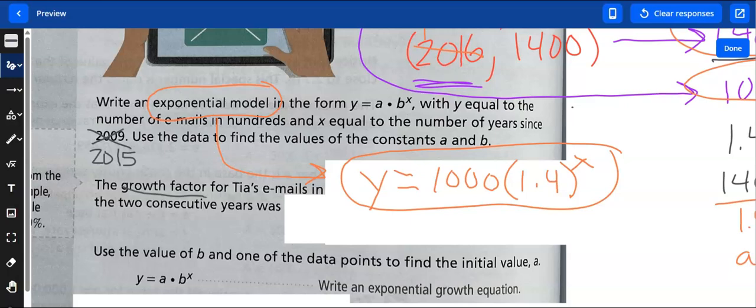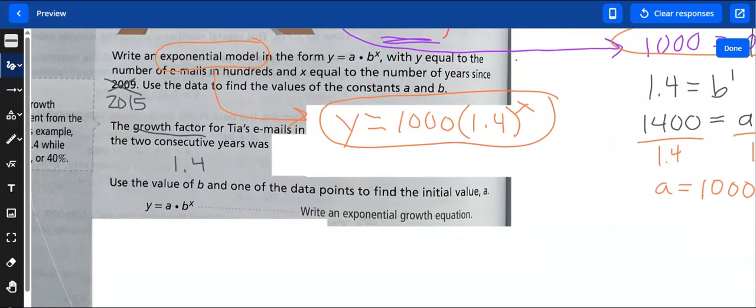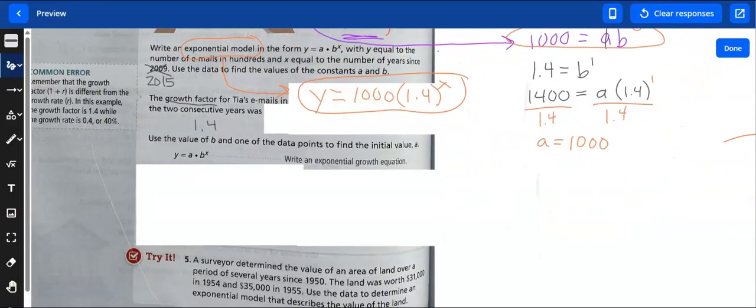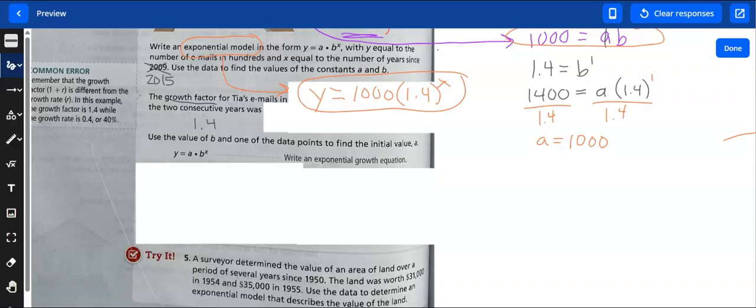Growth factor, well, we already figured out the growth factor, 1.4. We already figured the answer to that part out too. Use the value of B in one of the data points to find A. We just did that. I don't need to do that again. They might ask me another question like, how many emails in the year 2027?